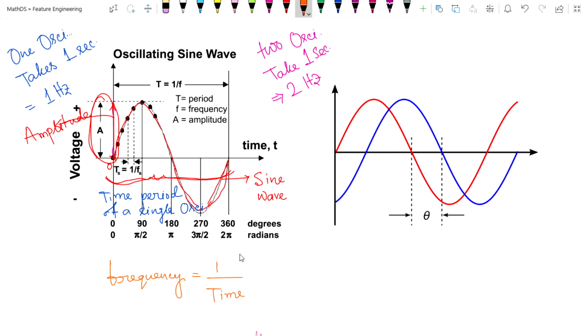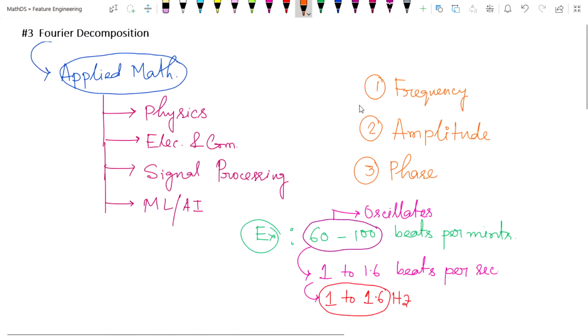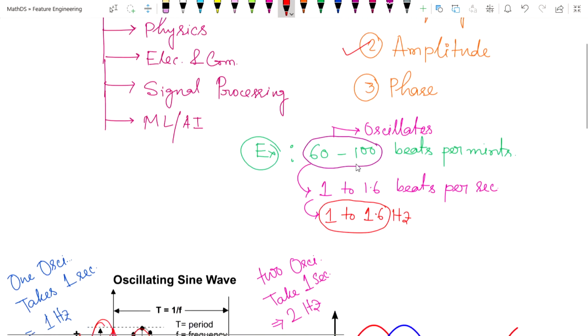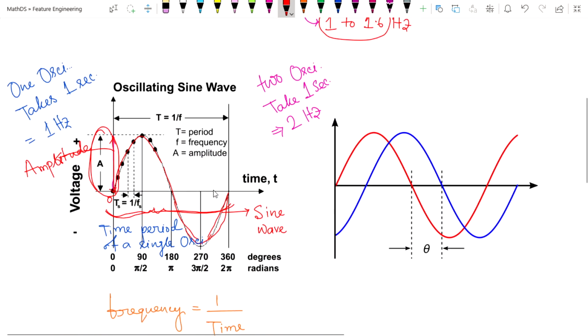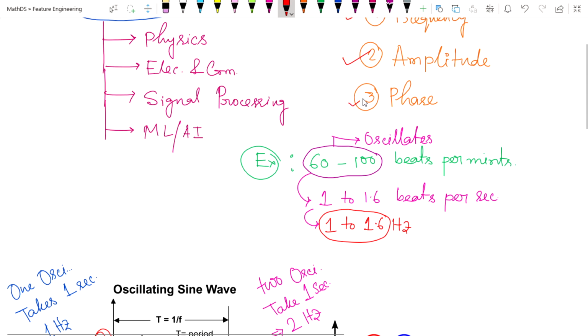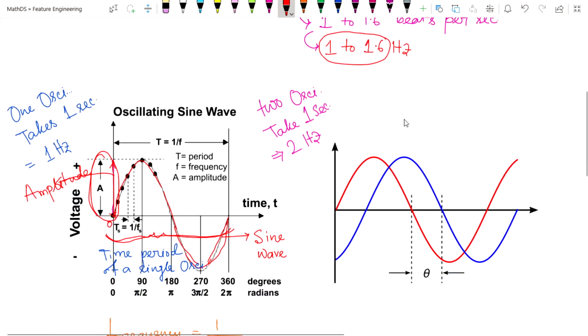I think you have already known this. Now let's try to understand the phase. What is phase? I think you have known what is frequency already. What is frequency? What is amplitude? I think all of you have understood this from these pictures. Now let's try to understand what is phase from this picture.